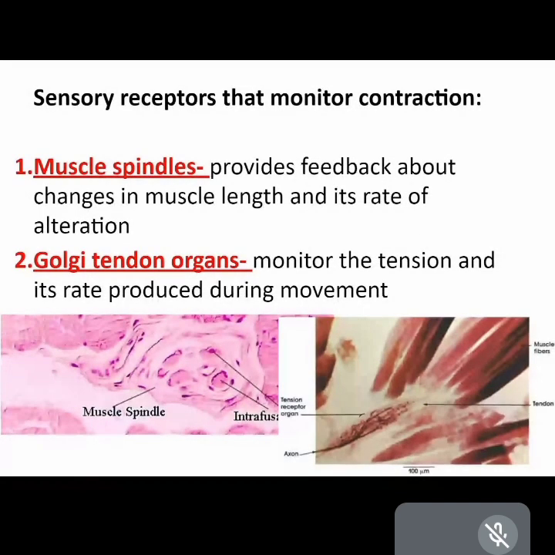Sensory receptors that monitor contractions. The first one is the muscle spindle. It provides feedback about changes in the muscle length and its rate of alteration. This one, the muscle spindle. And then the Golgi tendon organs monitor the tension and its rate produced during movement. So here, tension receptor organs.